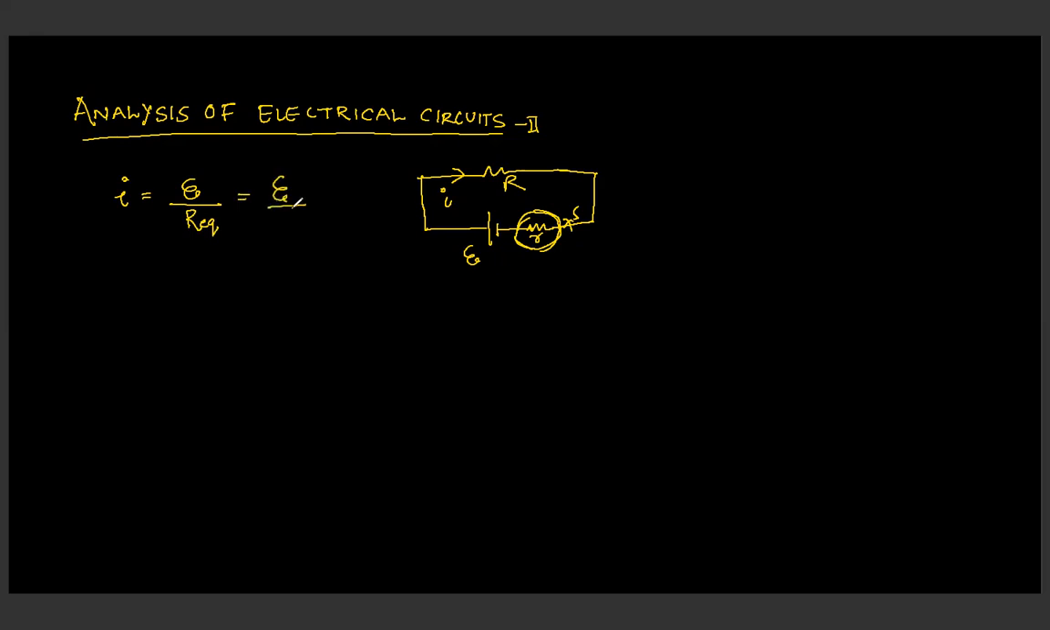So this seems to be a very simple circuit, and we can find the current directly. But what happens if the resistances are messed up, with so many resistances given here? We have already learned how to find the equivalent resistance, right? And what happens if the batteries are messed up, with many batteries connected to the circuit?